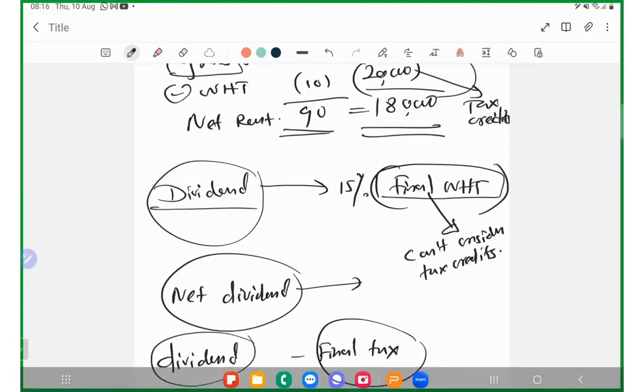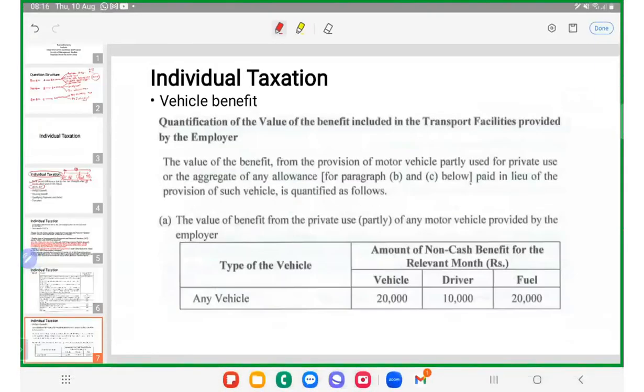Then I will discuss changes to individual taxation, that means the vehicle benefit. Vehicle benefit means a non-cash benefit. The previous tax rule was, can you remember, we had to evaluate the engine capacity of the vehicle and then decide the monthly benefit. Now there is no such engine capacity requirement. At any level of capacity, the monthly benefit of that vehicle is 20,000.